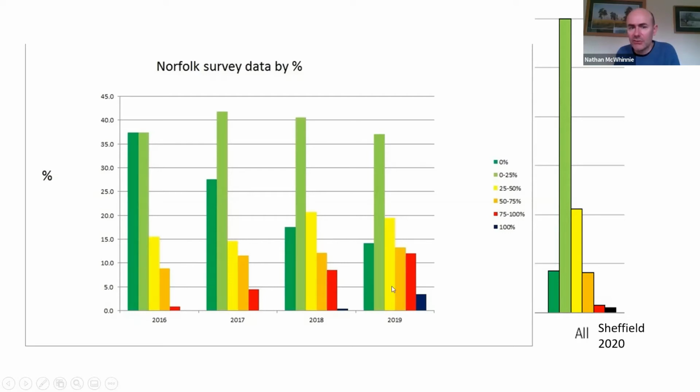So this is a really useful projection for us, because we can take this to our budget holders and say, this is where Norfolk were back then, and this is what it's like there now. So that you can give them a sense of the scale of the problem.